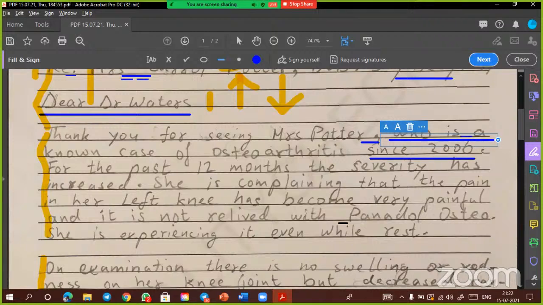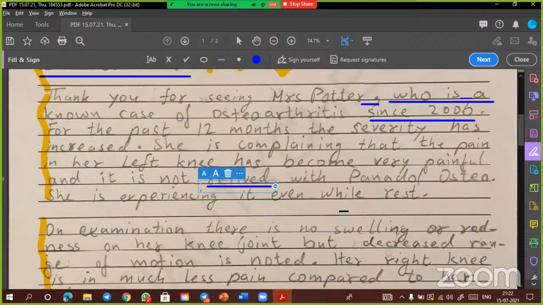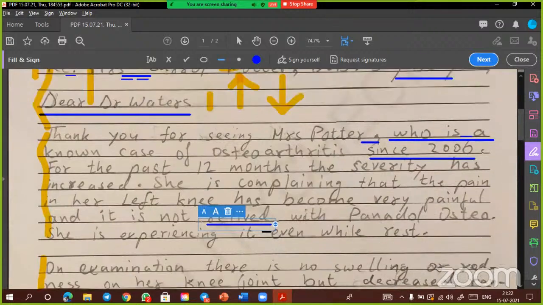And it is not relieved. Relieved, spelling mistake. So you can try learner's dictionary and write it 10 times. Panadol Osteo. Okay. She is experiencing it even while at rest. Now, here you can write a single sentence or you can write two sentences.